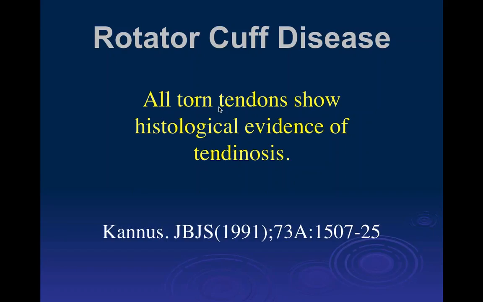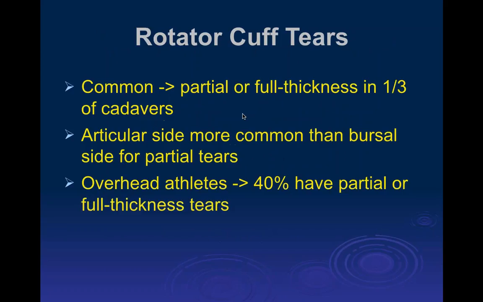In adults, the tendon can tear, but that's because the tendon's abnormal and you develop degenerative disease and tendinosis of the tendon. That weakens it enough where the tendon can become the weak link. But that's more of an adult disease. So what do we know about rotator cuff tears? We know that they're very common.